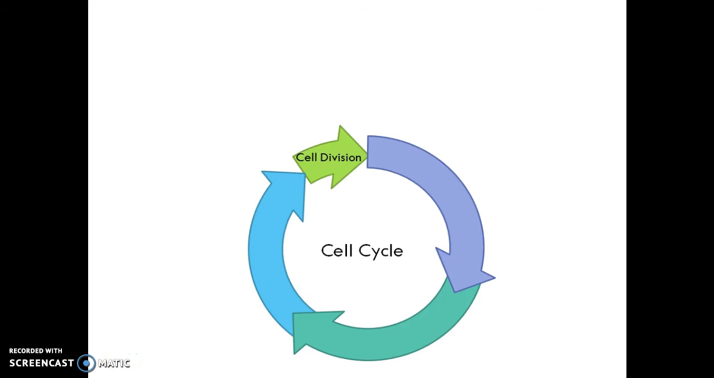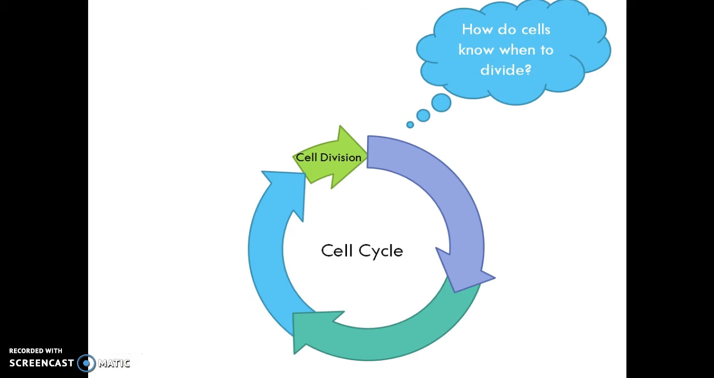The cell cycle describes the life cycle of cells, from growing to cell division to create two identical cells, and then back to its normal growth phase. Check out the previous podcast to learn more about the individual phases of the cell cycle. In this podcast, we're going to answer one specific question. How do cells know when to divide?